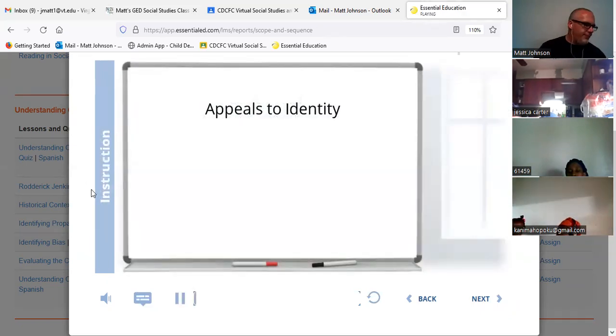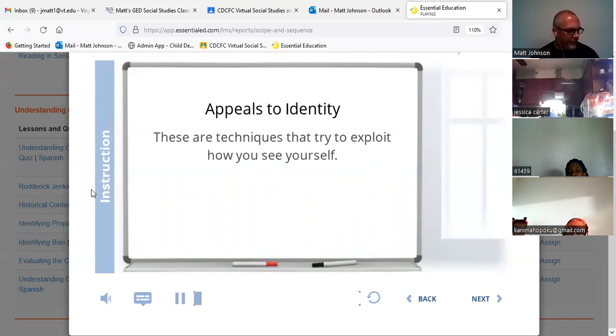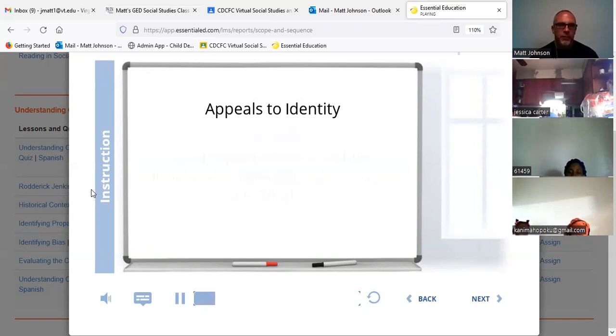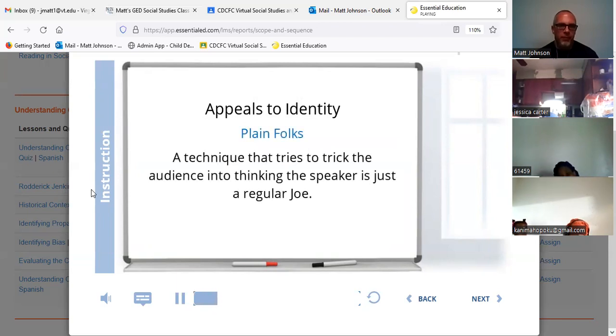The next category of propaganda techniques is called appeals to identity. These are techniques that try to exploit how you see yourself or how you want to see yourself. There are 3 kinds: plain folks, transfer, and bandwagon. Plain folks is a technique that tries to trick the audience into thinking the speaker is just a regular Joe, someone who understands the experiences of the common man. This puts the audience at ease. It makes them more likely to believe what the speaker is saying.